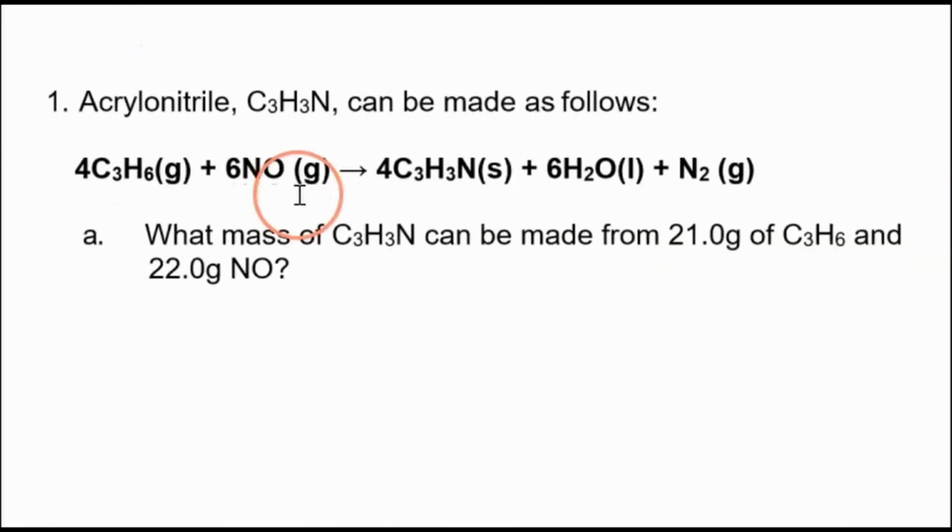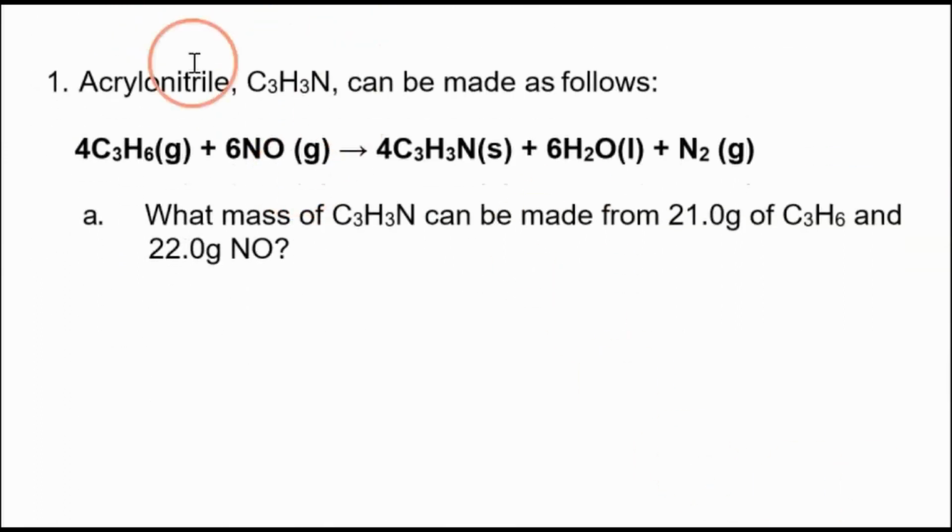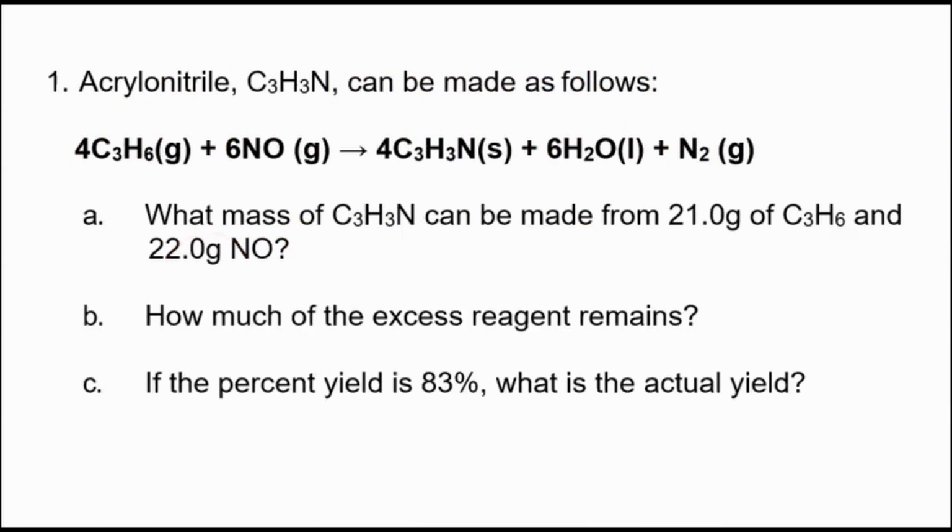So we'll jump into it with some real exam problems. This is the first one. It's given to real students. And it goes: acrylonitrile, C3H3N, can be made as follows. And we have this balanced chemical equation. And we want to know, this is part A, but there are 3 parts just to show you here.